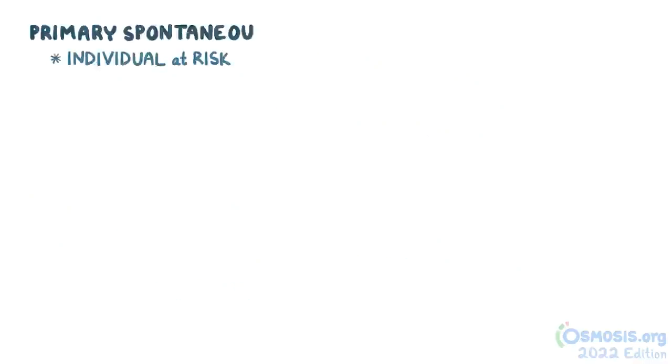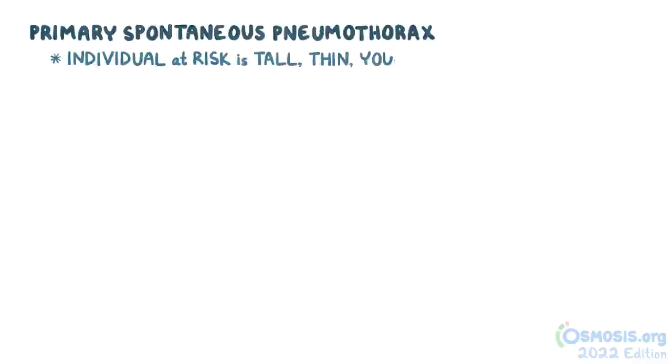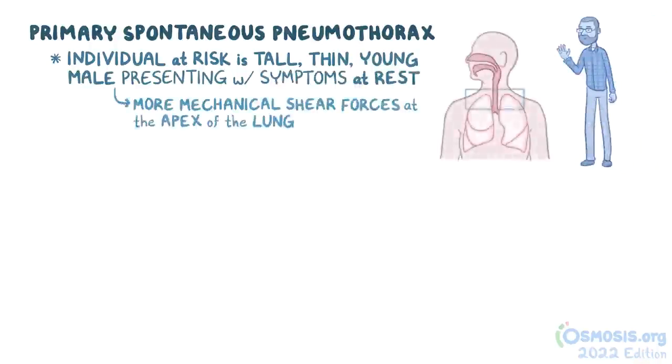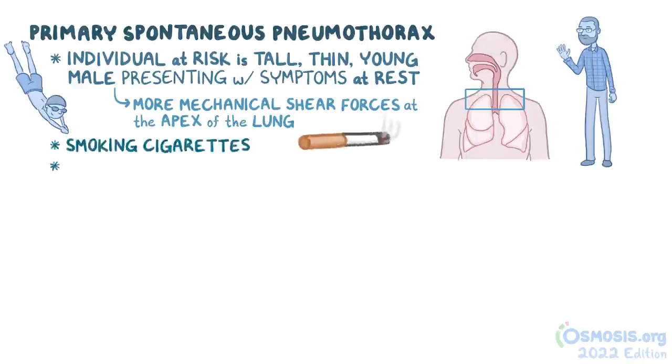Most commonly, an individual at risk of primary spontaneous pneumothorax is a tall, thin, young male presenting with symptoms that started at rest. This is because there are more mechanical shear forces at the apex of the lung that can make the pleura rupture, especially after holding their breath, like during diving, or inhaling and holding a recreational drug or medication in their lungs. Another risk factor for primary pneumothorax is smoking cigarettes and systemic syndromes like Marfan disease.